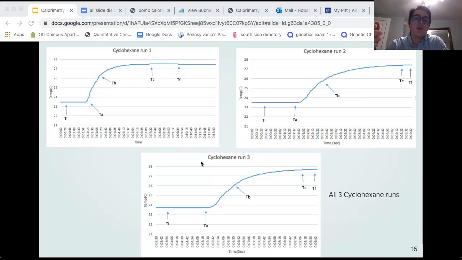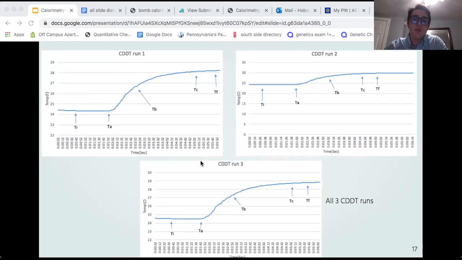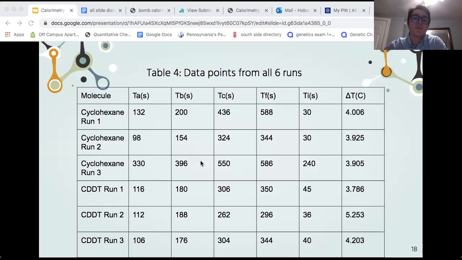TB represents about 60% of the total temp change during the bomb going off. TC actually represents the max time of the bomb. And then TF is right around 90 seconds or wherever we stopped after the max temp was hit. Here's the same thing for CDDT.